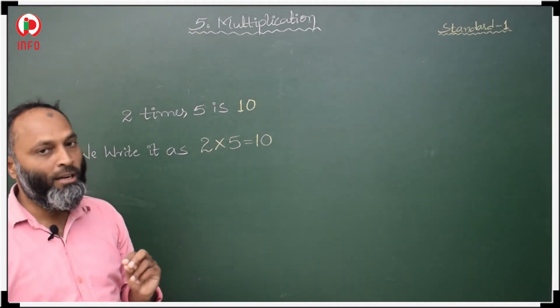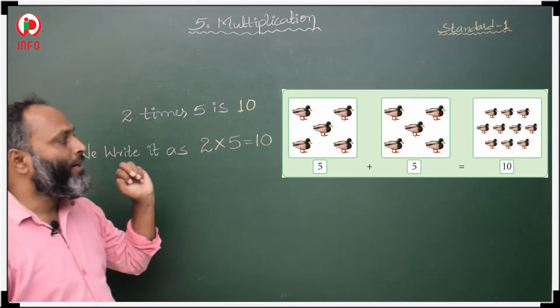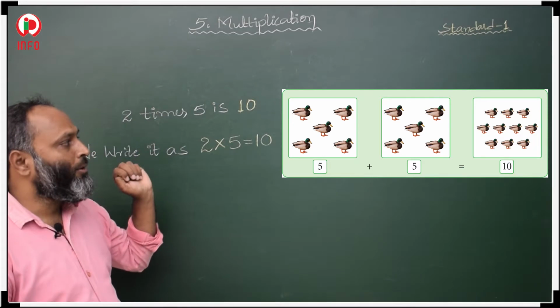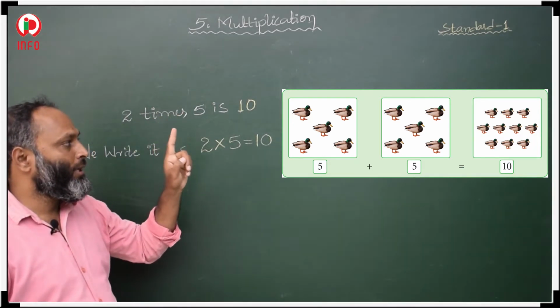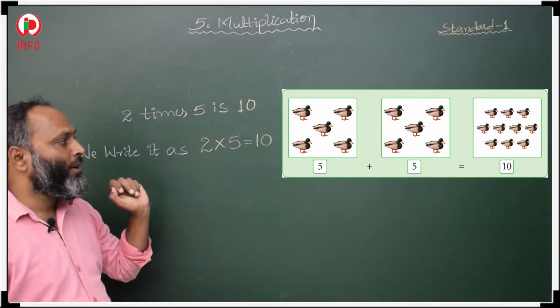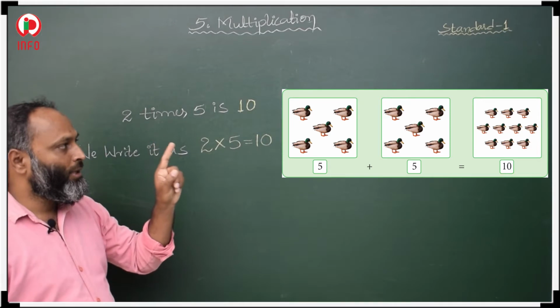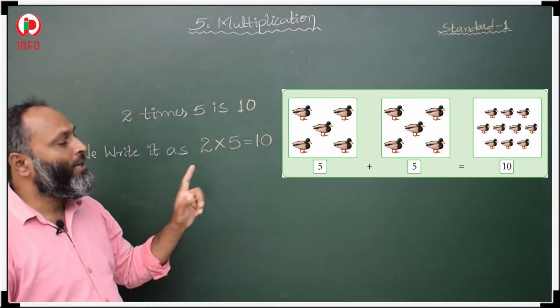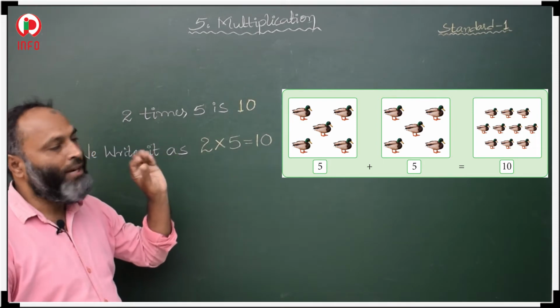How? See here. See how many ducks are there. In the first group, how many ducks? Total 5 ducks are there. Count 1, 2, 3, 4, 5. In the second group, how many ducks are there? Count. 1, 2, 3, 4, 5. 5 ducks are there. In the first group, 5 ducks, and in the second group, 5 ducks.